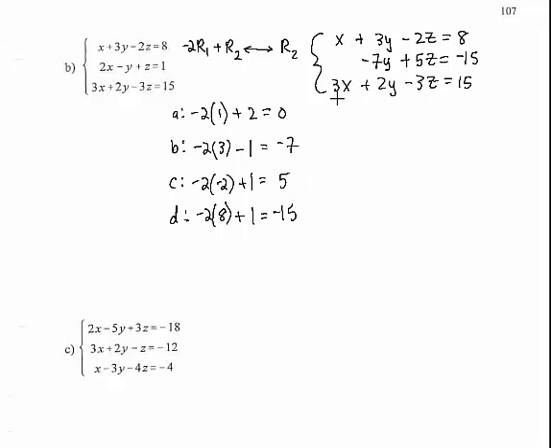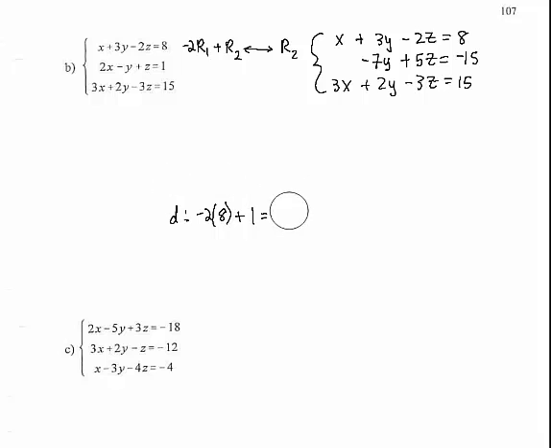Alright, so we've done some operations with our rows. We've knocked out an x on the second equation. We're one step closer to the row echelon form. Now, I'm going to take this system and perform another operation on it.